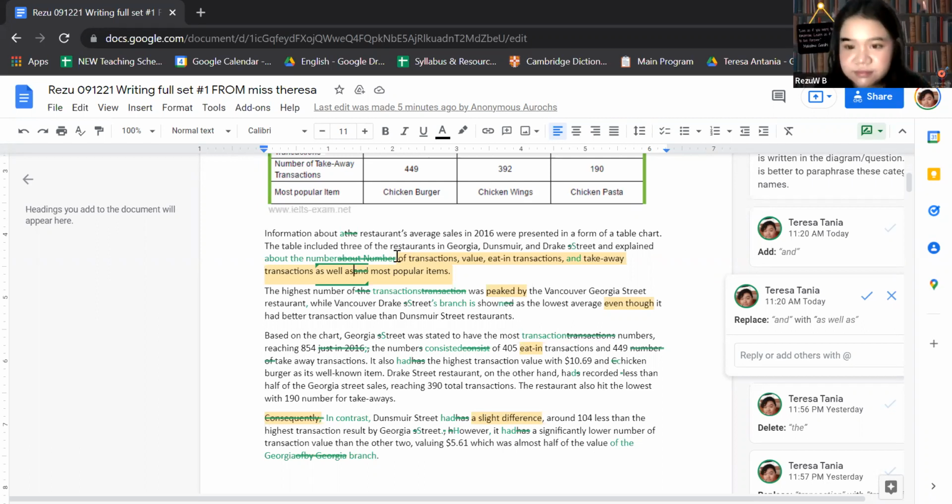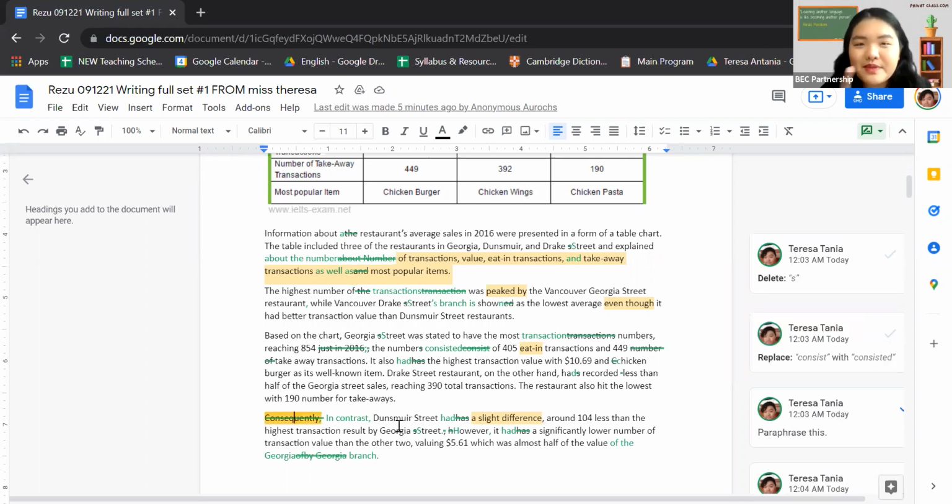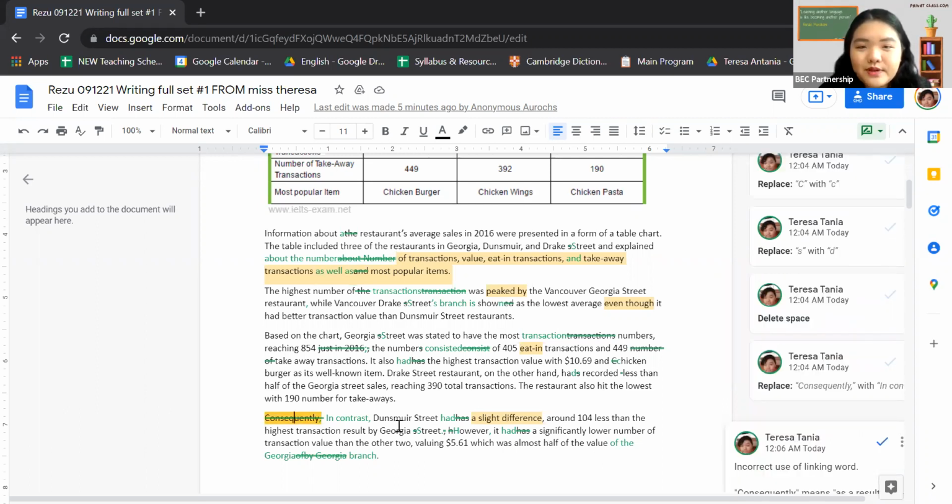And I cannot say the coherence and cohesion is bad, because there are already words that relate one sentence to the other one, even though one of them is not correct for this one. Okay. Yeah, you have to remember to paraphrase further for this.